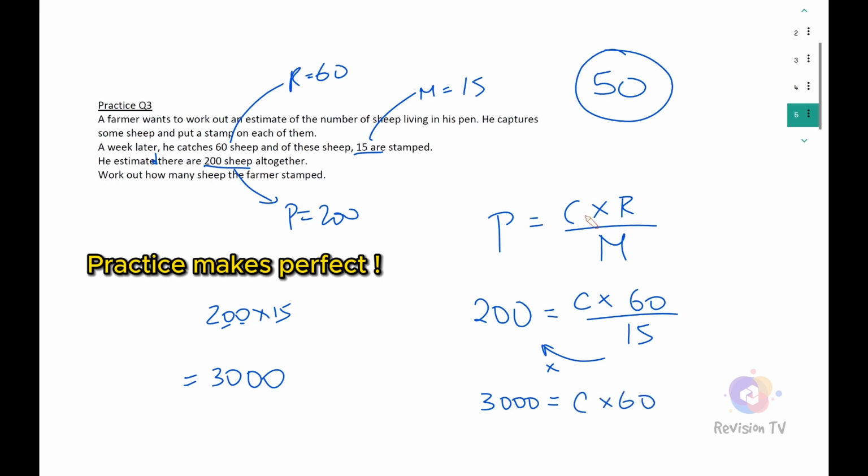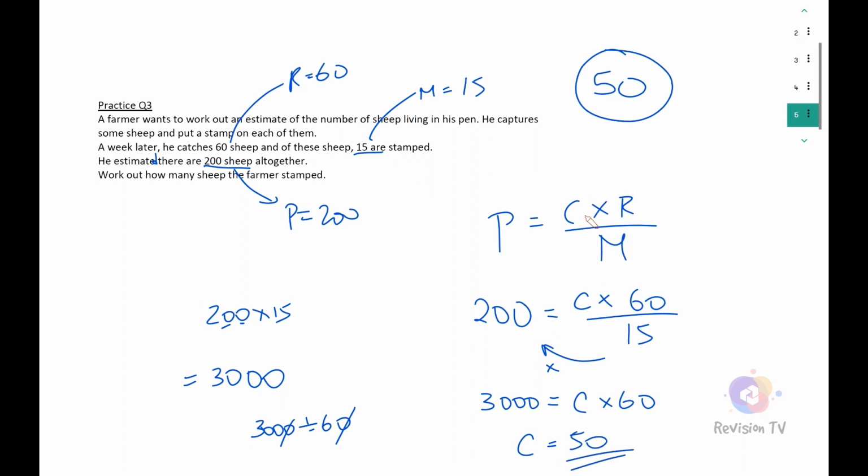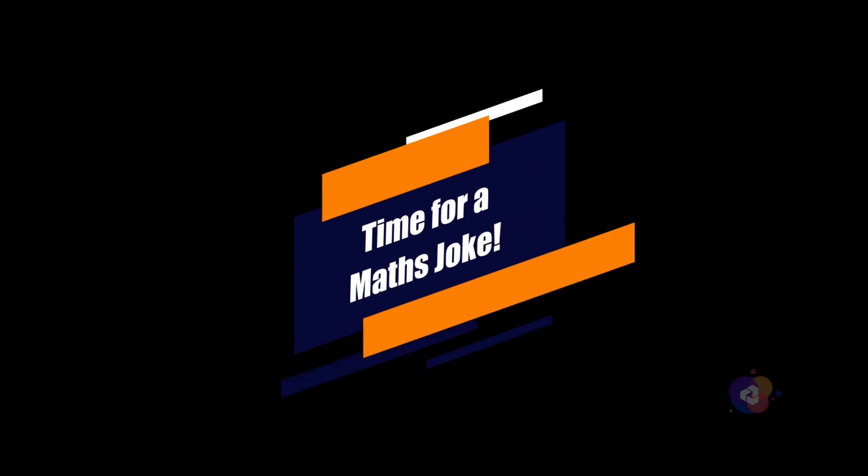So to work backwards, you divide it by 60. So 3,000 divided by 60. The 0 can cancel out. 300 divided by 6 is 50. So C equals 50. And that's how you work it out. So to work backwards.